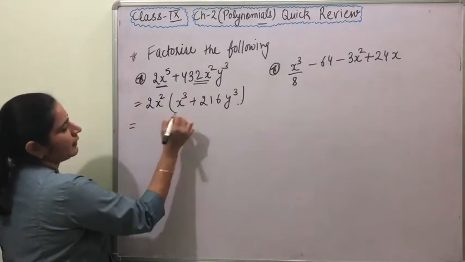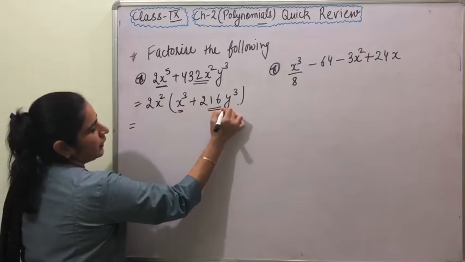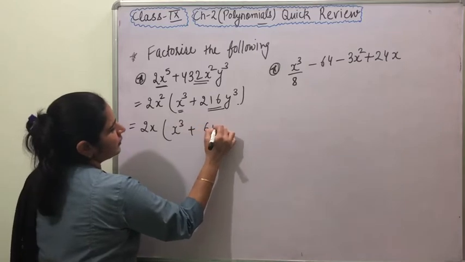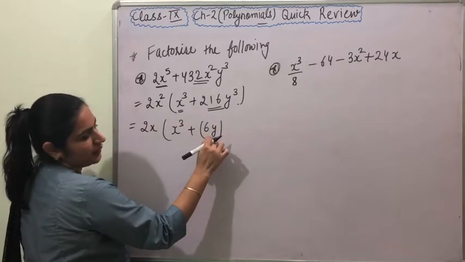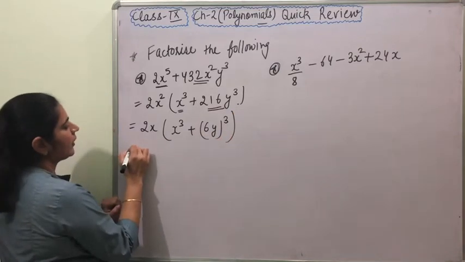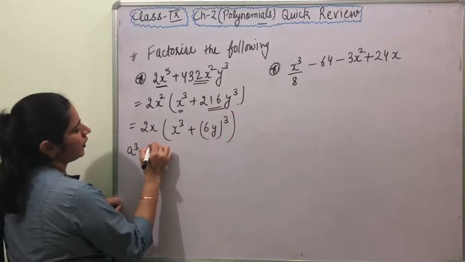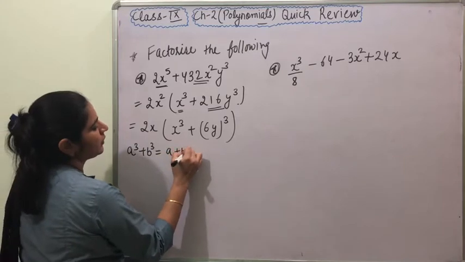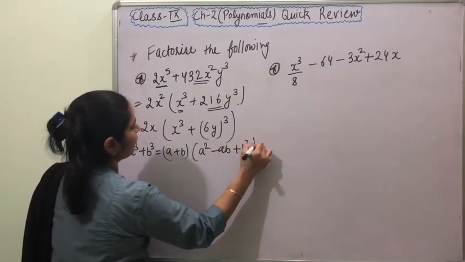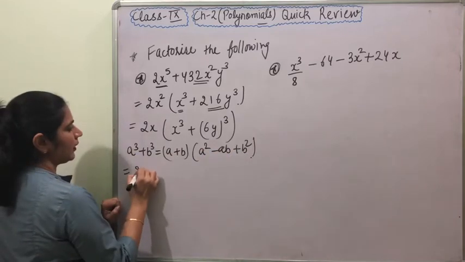Now we are applying the identity a cube plus b cube. We can write this as x cube and 6y whole cube. 6 6 36, 6 216. Now we are applying the identity. Mention the identity first. A cube plus b cube is equal to a plus b into a square minus ab plus b square. We are applying the identity.